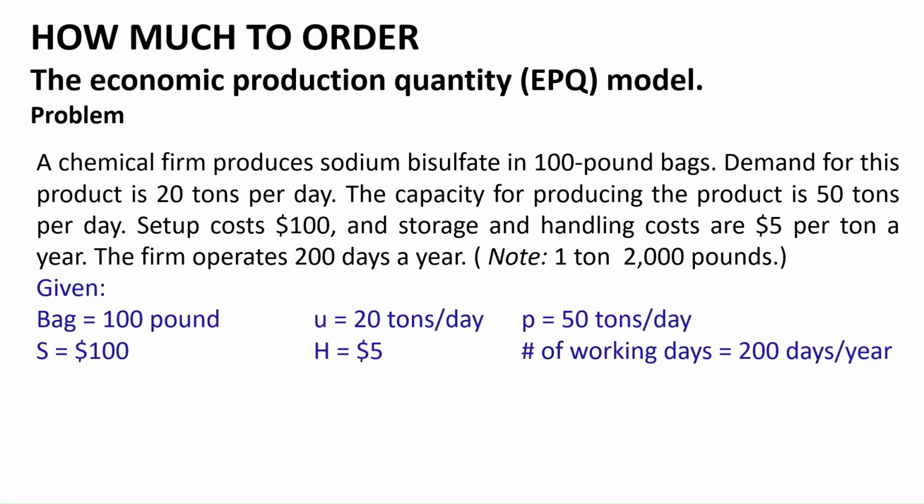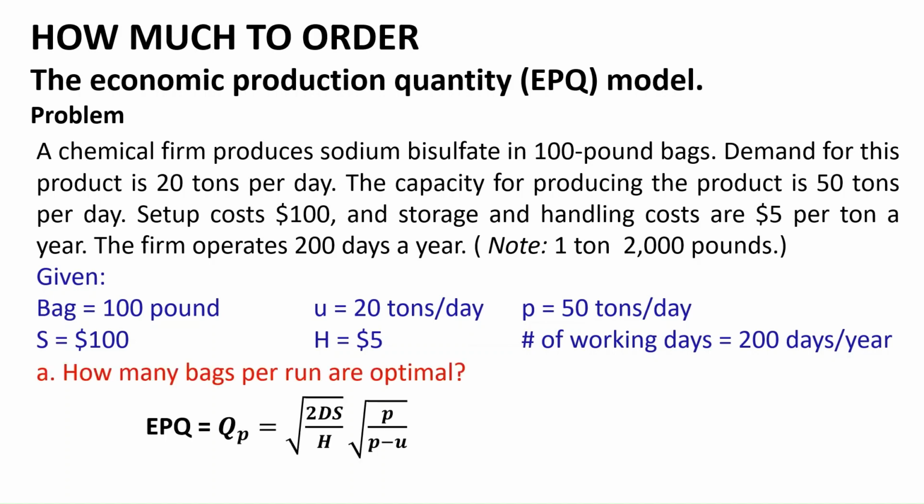The givens of this problem are: 1 bag weighs 100 pounds, the demand, or usage rate, equals 20 tons per day, the production rate is 50 tons per day, the setup cost equals $100 and the carrying cost is $5. The first question is to find the number of bags per run for optimal cost. It is known that the optimal run size is the EPQ equals QP equals the square root of 2 multiplied by D multiplied by S divided by H, multiplied by the square root of P divided by P minus U.